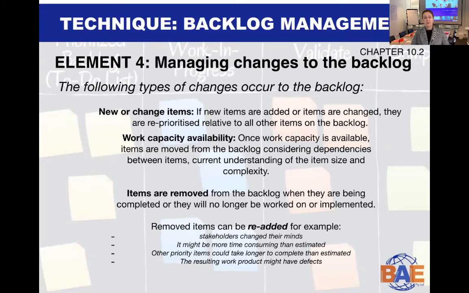And then, of course, when people decide, hey, we are actually not going to do this item on the backlog for whatever reason, and then it will be removed from the backlog. Now, keep in mind that removed items can also be re-added. For example, stakeholders change their minds. It might be more time consuming than estimated. Other priorities, items could take longer to complete than estimated, and the resulting work product might have defects, which means we have to add more items to the backlog to get the work done.